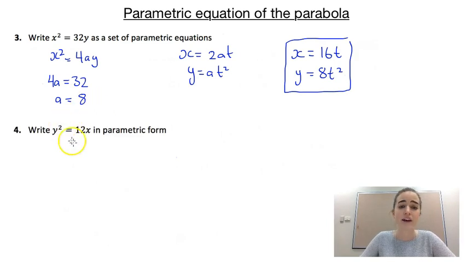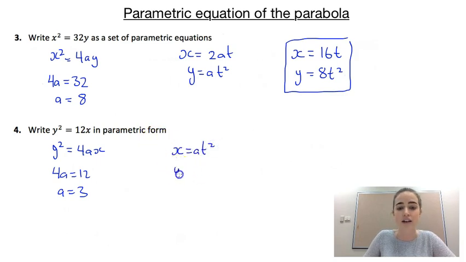Our last example is fairly similar, except this time we've got y squared equals 12x. So that means it's a concave right parabola. So we know that it's in the form at the moment y squared equals 4ax, which means that our 4a is equal to 12, so a is equal to 3. And we also know that when we translate it into parametric form, it's going to be in the form x equals at squared and y equals 2at. So that means for us, we're going to have x equals 3t squared, and y is equal to 2 times 3, so 6t.